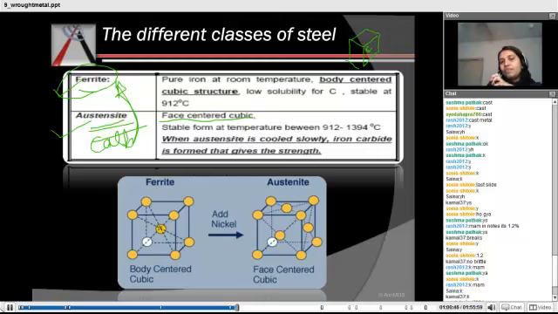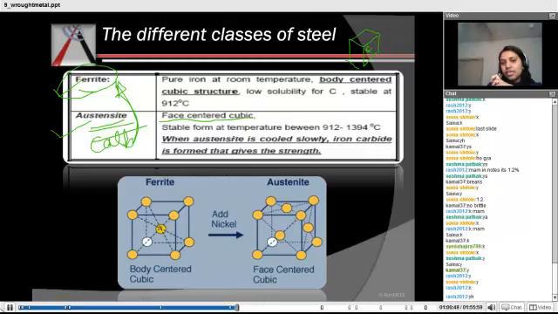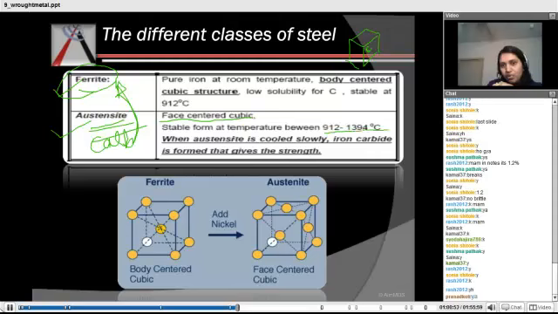Okay, and there is a property when this particular phase, austenite, is found between the temperature 912 to 1394 degree, and when it is cooled very slowly, it forms iron carbide, and that gives it the strength. So at a particular temperature, this austenite is achieved, and then it is cooled slowly to form iron carbide, that gives it a strength.